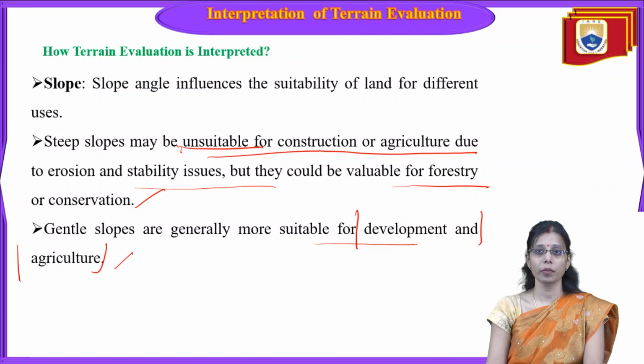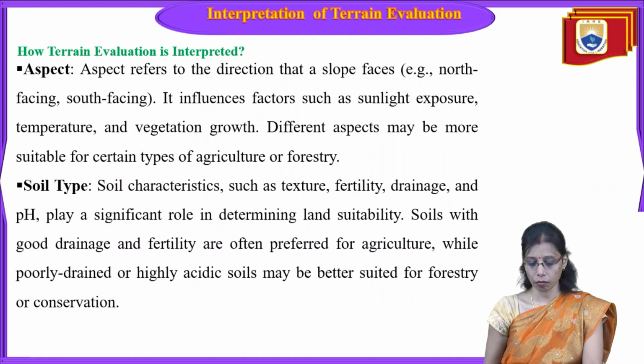And why is it unsuitable for agriculture? Because erosion activities will take place wherever we find a steep slope. When the water is falling down and going to the steep slope side, it will carry all the top layer of the soil and erode the soil fertility, and that's how soil erosion occurs. So it is unsuitable for agriculture too.